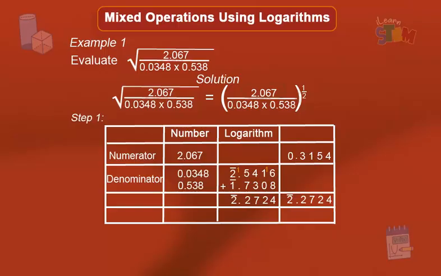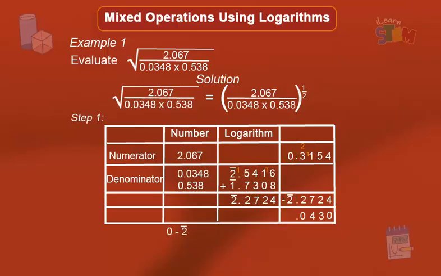Remember, the numerator is divided by the denominator. So let's subtract the logarithmic values to find the result. 4 minus 4 is equal to 0. 5 minus 2 is equal to 3. 1 is less than 7. So, we will borrow 1 from 3, leaving 2. We add the borrowed 1 in front of 1, making it 11. 11 minus 7 is equal to 4. 2 minus 2 is equal to 0. We will bring down the decimal point, and solve for the characteristics separately.